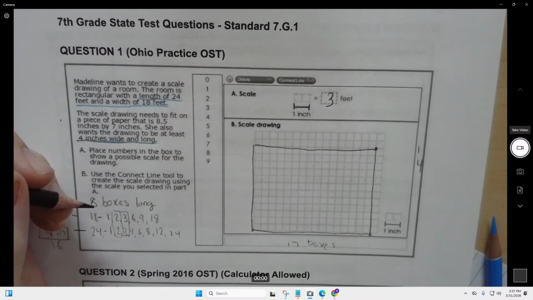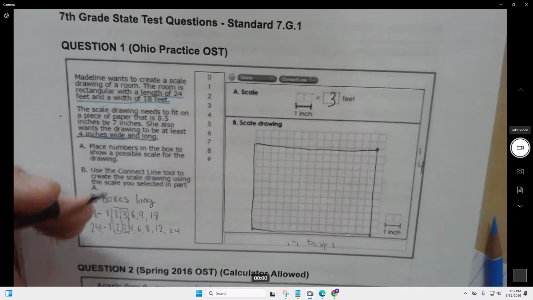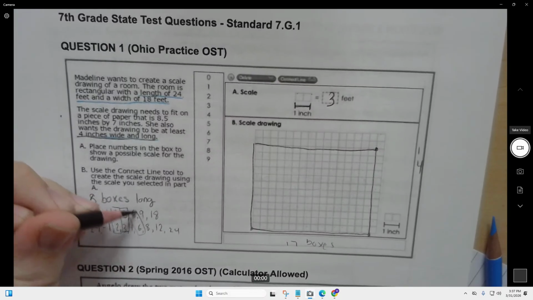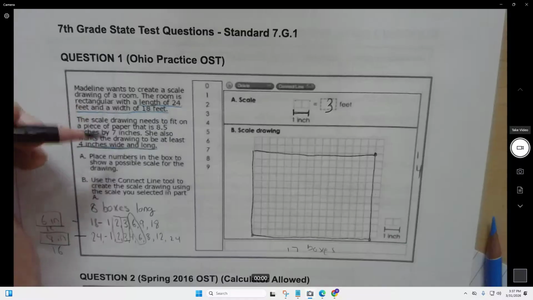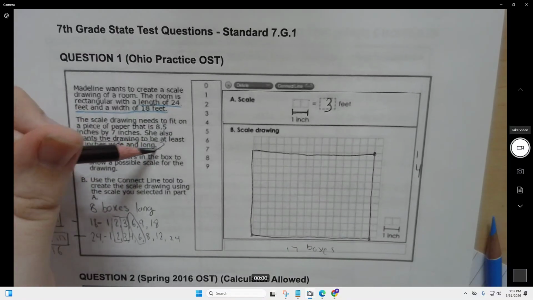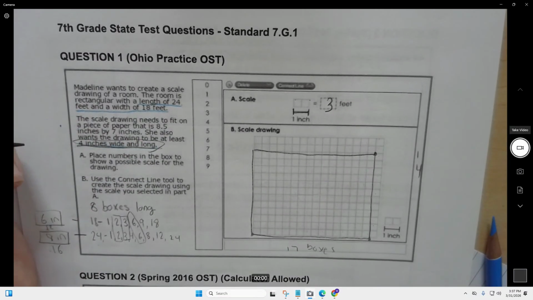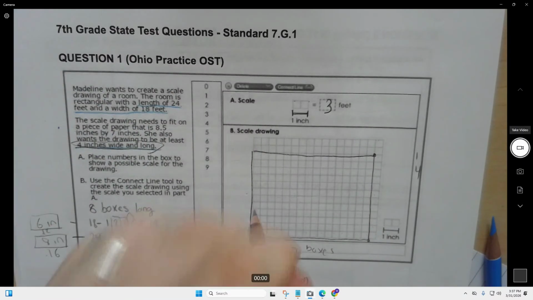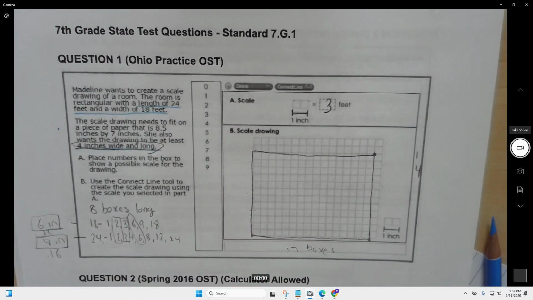3 is the only scale factor that works here. That gives you both whole numbers. If you tried to use 6, it would not meet the 4 inches wide and 4 inches long requirement. So this is the only scale factor that works.